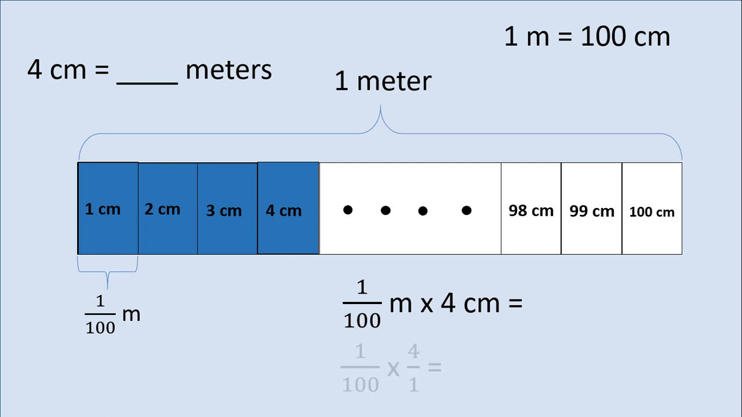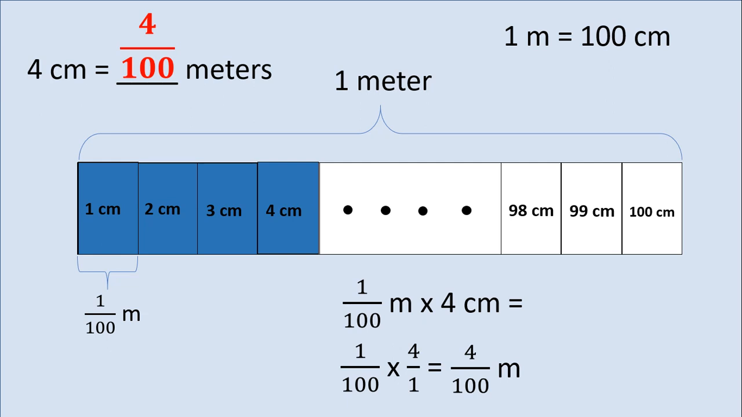We can rewrite this as 1/100th times 4 over 1. Remember, when multiplying fractions, we multiply across. 1 times 4 is 4, and 100 times 1 is 100. So 4 centimeters is the same as 4/100th meters.